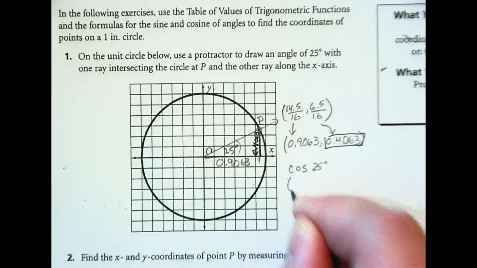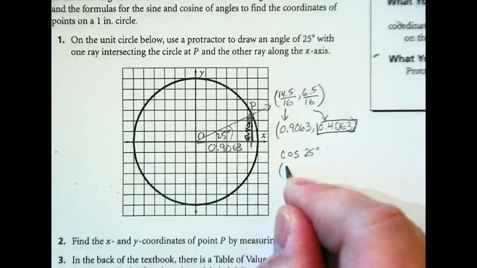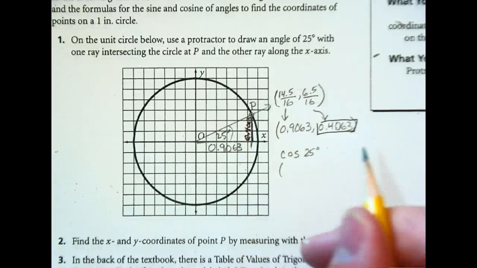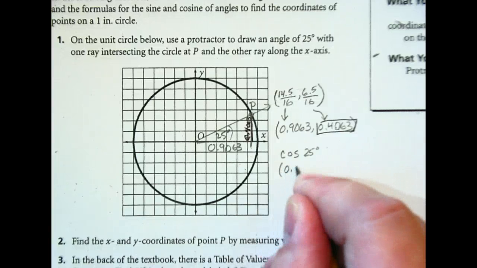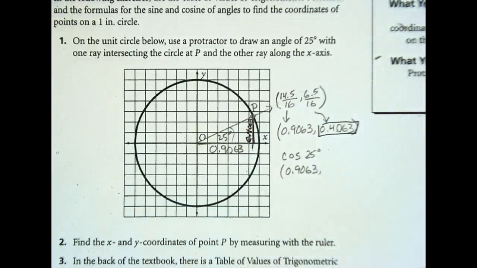What'd you get? About 0.906. Oh, exactly that? Yeah. Well, isn't that convenient? All right. Did everyone get 0.9063? Did anyone get something different when they put cosine 25? Did everyone change it to degrees in their calculator? Yeah. Can I borrow your calculator?